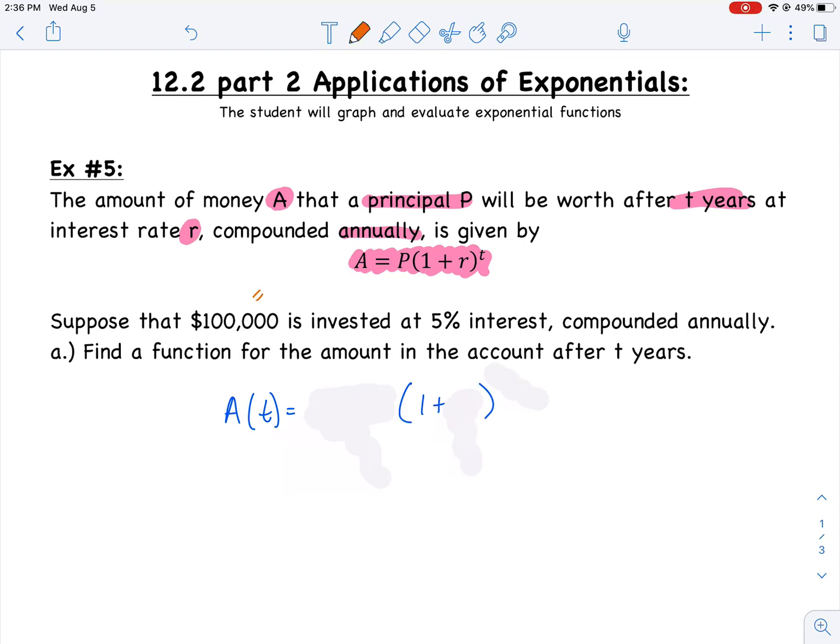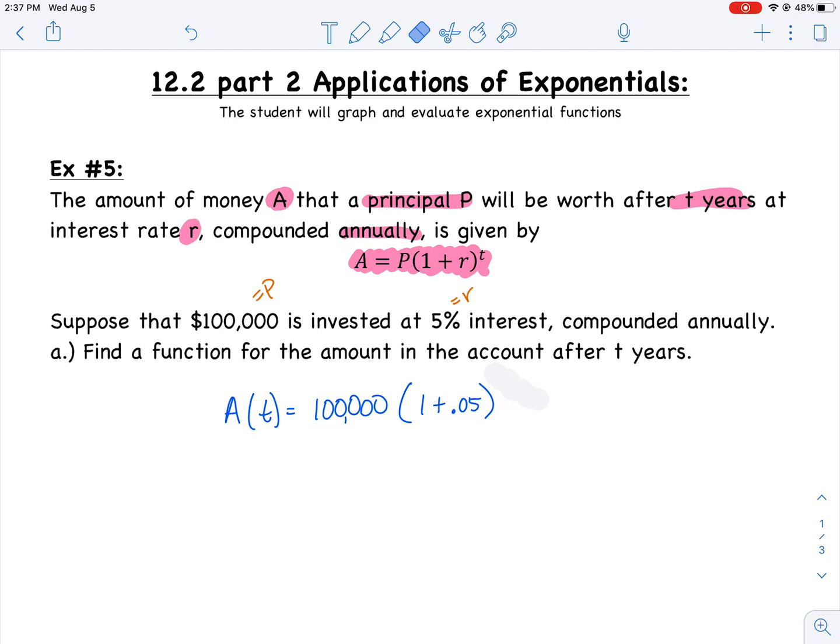So we don't really know how many years we're going to leave the money in this account, but we do know that we're going to put $100,000 in the account. So it looks like that is going to be our P, our principal amount. So I'm going to plug that in for P. I know in the formula I have a 1 plus R. Remember, the R is the interest rate, but normally when they give us the interest rate as a percent, we like to turn that into a decimal so that we can use it in our calculation. So instead of 5%, we're going to plug in 0.05. That's 5% as a decimal.